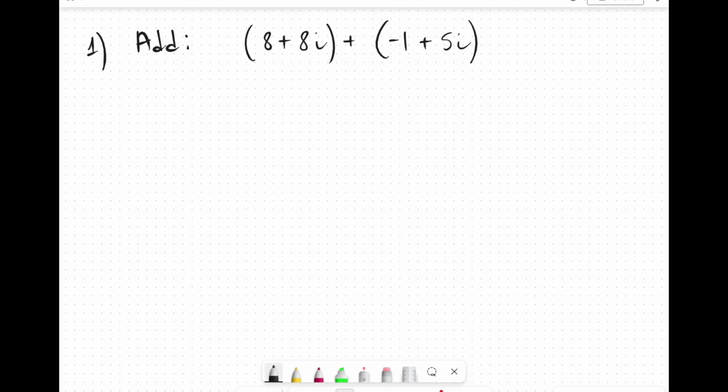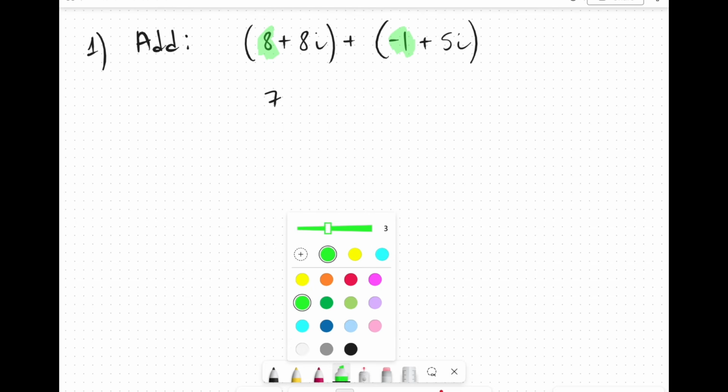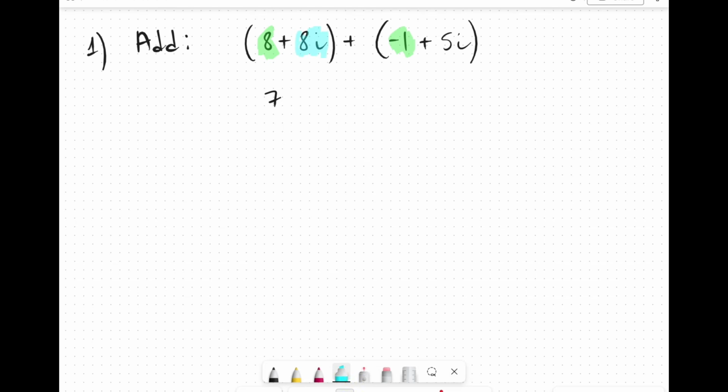This question is asking you to add two complex numbers, and all you have to do is add or combine their real parts. 8 and negative 1 is 7. And then you also combine their imaginary parts. 8i and 5i will make you a positive 13i. And this is the new complex number that you obtained, with the real part of 7 and the imaginary part of 13i. The next question will ask you to subtract.